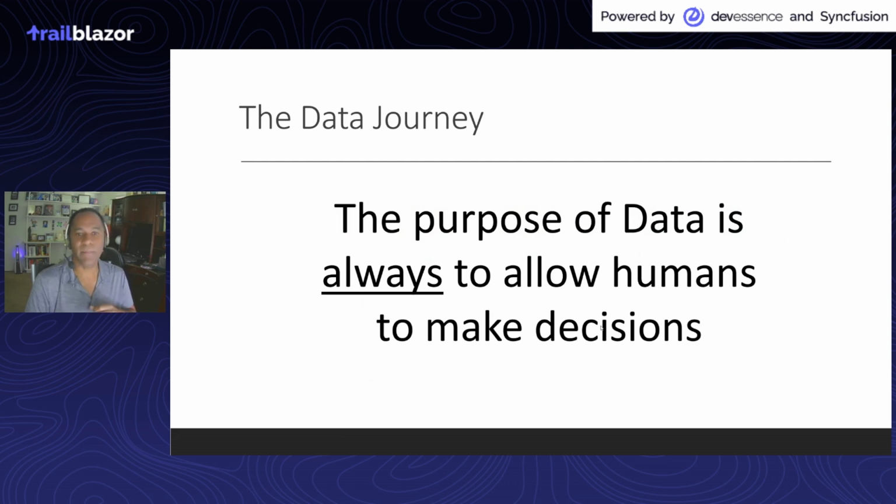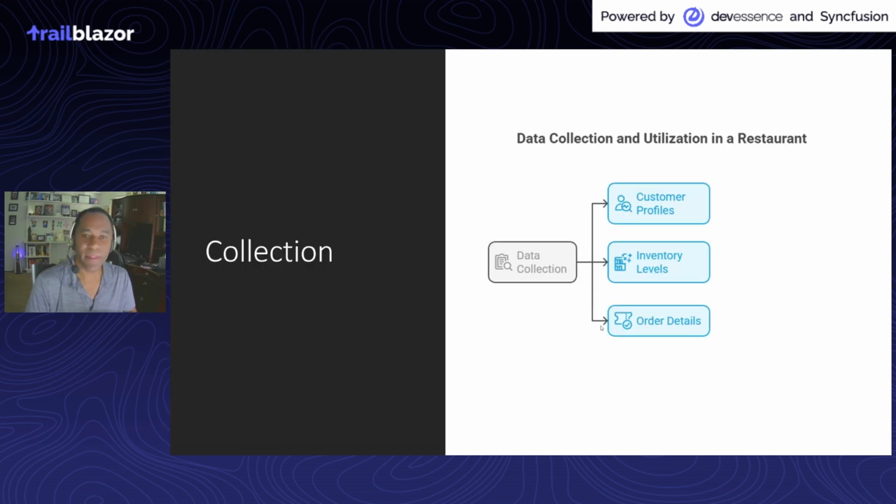Again, I want to reiterate, the purpose of data is always to allow humans to make decisions. Therefore, everything we're covering is always going to lead toward that. I want to have a couple of quick slides just to illustrate the modes of data. And I want to illustrate it not just with computer programming, but let's look at a restaurant, okay?